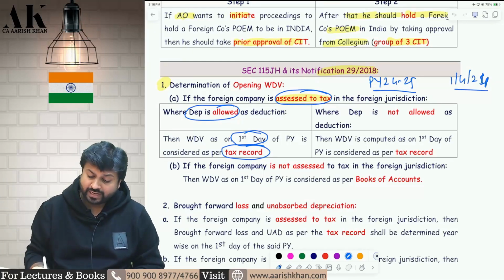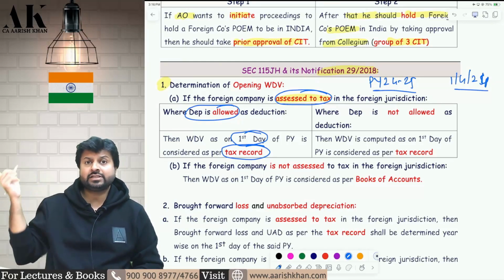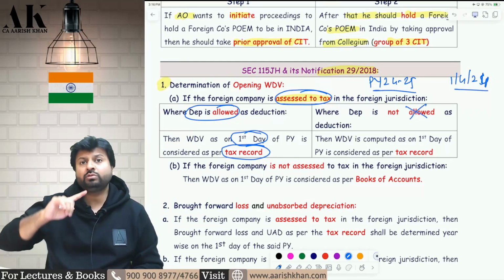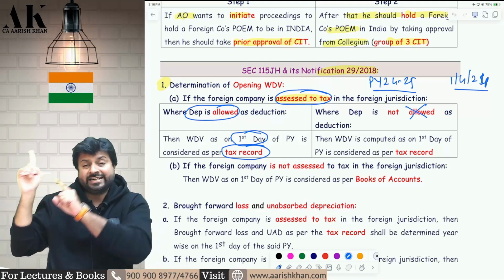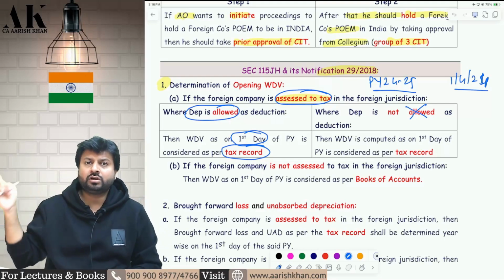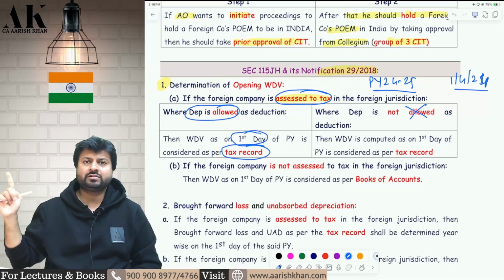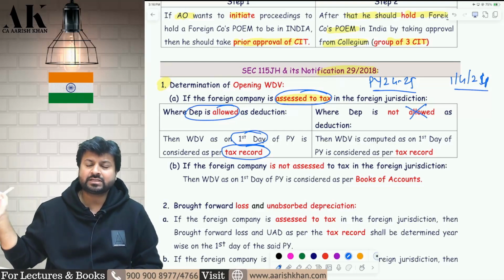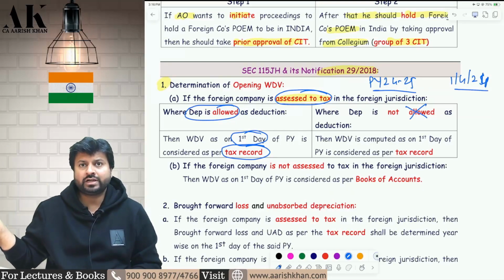Okay. If there is a taxation over there, but depreciation is not allowed to that company over there, listen carefully. There is a taxation over there, but depreciation is not allowed because of some reason. Say maybe because that company might be following some presumptive income, etc. Therefore, depreciation is not allowed to that company over there.